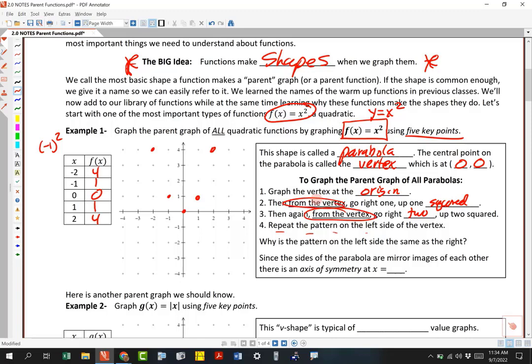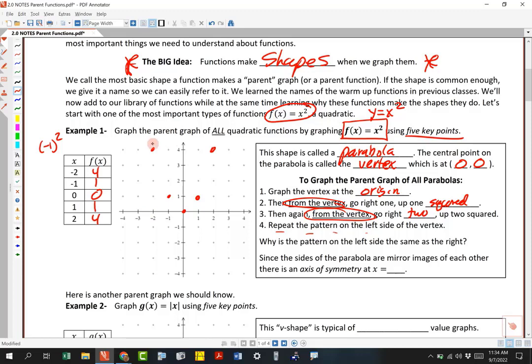Everybody agree that's the vertex? Okay. If I go right 1 from the vertex and I go up 1 squared, everybody agree the point is 1, 1? Matches up with over here. From the vertex, so notice what the list says, from the vertex, I'm going to go right 2, and then I'm going to go up 2 squared, so that's going to be 4. Okay. For this one right here, again, from the vertex, we're going to repeat the pattern on the other side. We're going to go left 1, up 1 squared. We're going to go left 2 and up 2 squared, and we're all set to go.